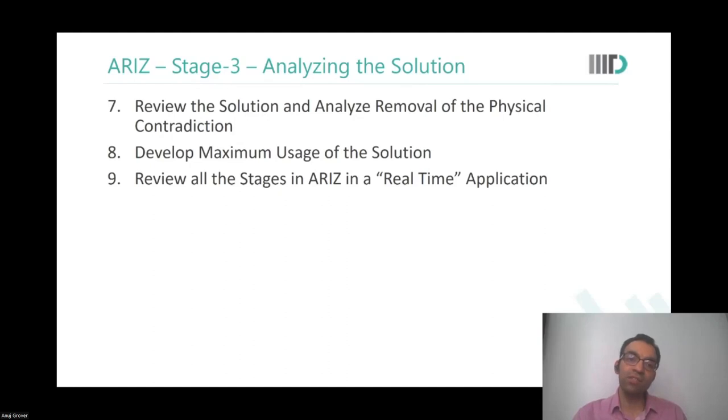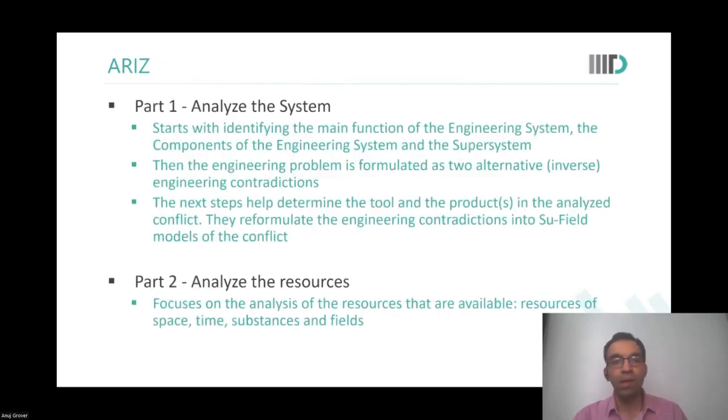And in the final stage, we simply review all the stages of ARIZ that we have applied in the real-time application. A solution like moving it from the lab to the real application. So that is the last step. So how do we analyze the system? This is largely about doing function analysis. It starts with identifying the main function of the engineering system, the components and the super system, and then you make the function model. Looking at the function model, you then arrive at the engineering contradiction.